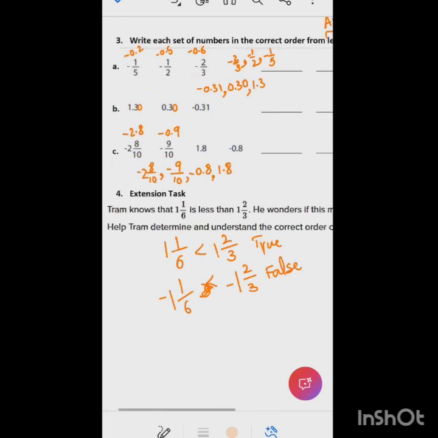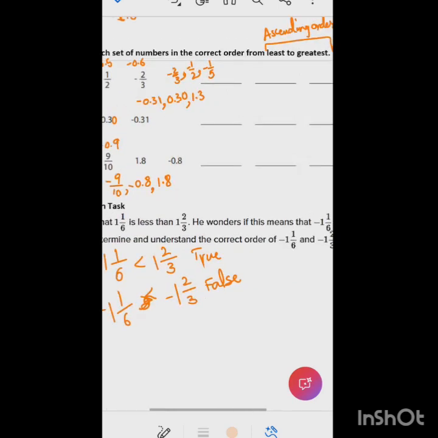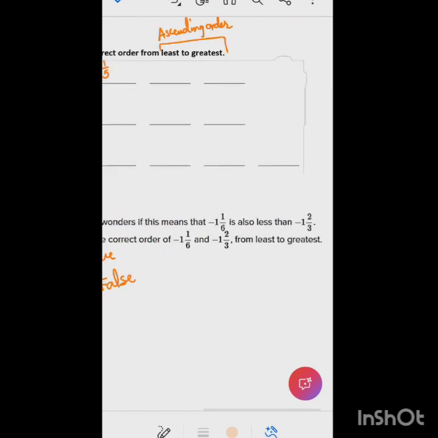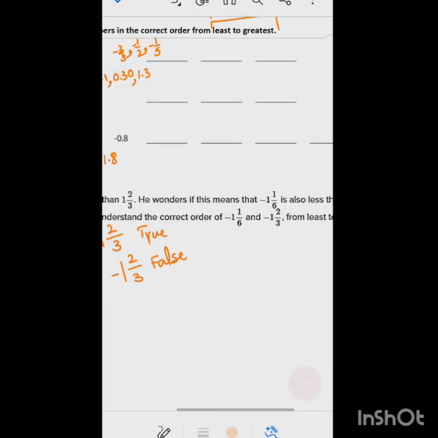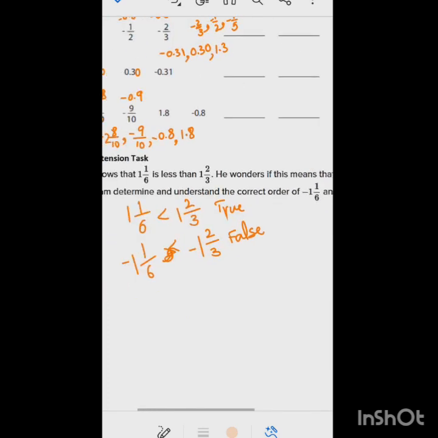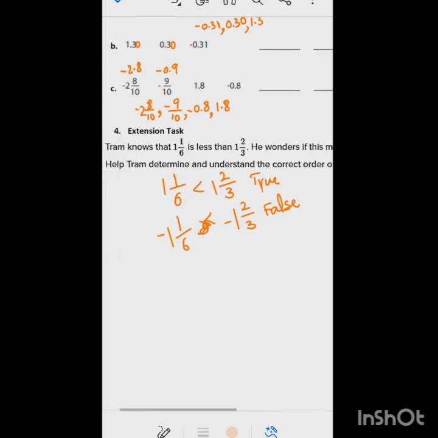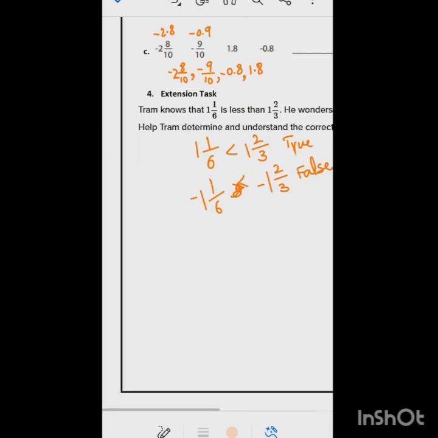So we need to help Tram determine and understand the correct order from least to greatest. In this case, the least would be minus 1 whole 2 by 3, and minus 1 whole 1 by 6 would be greater. You can write down the reason: because in negative numbers, the bigger the number, the smaller the value. That's right.